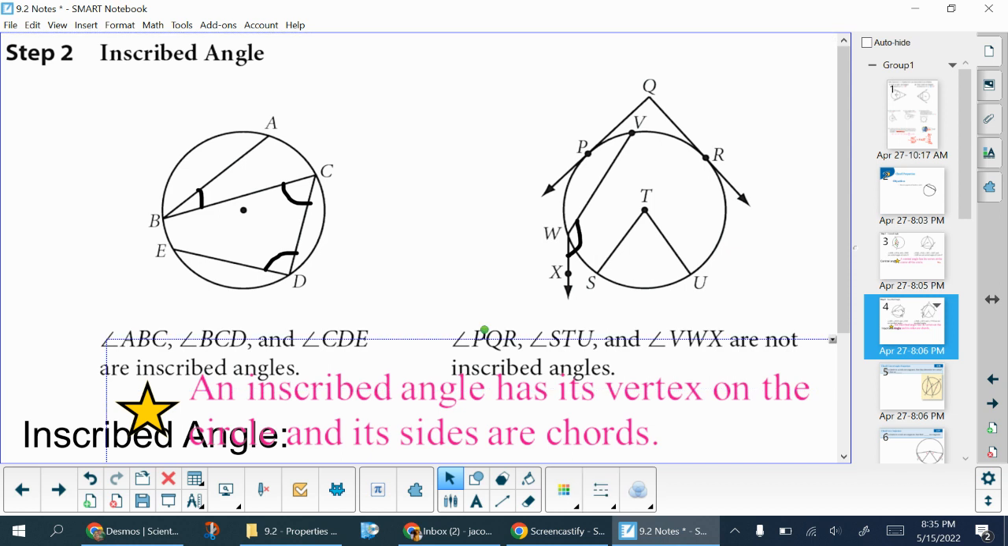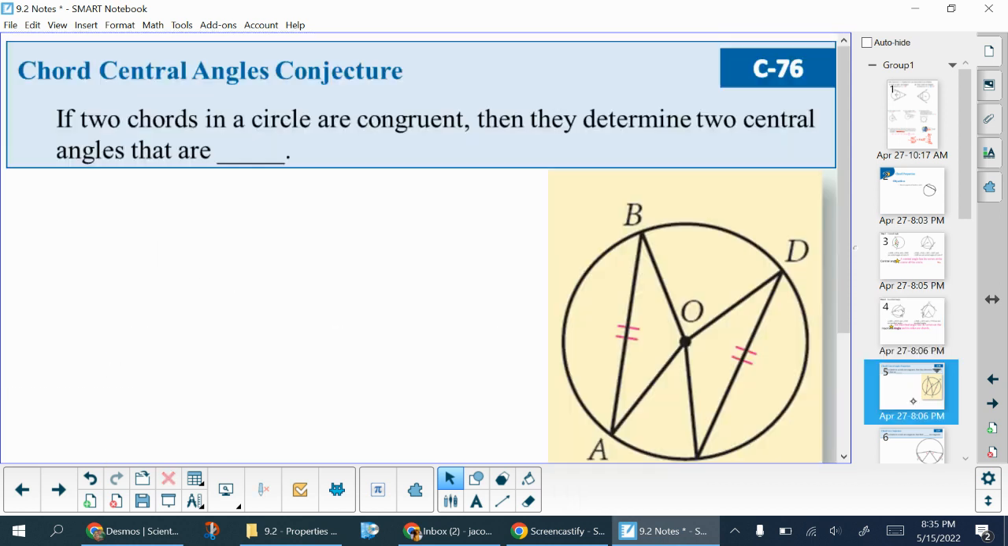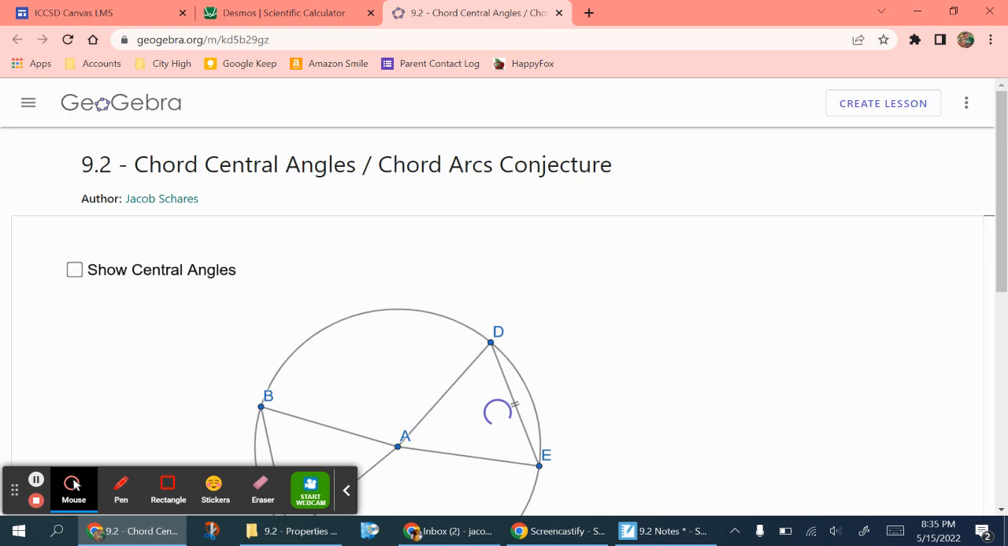So here we go. Let's talk about some of these properties. Our first one is called the chord central angle conjecture. And it says if 2 chords in a circle are congruent, they determine 2 central angles that are blank. And so the question is, what do you think would be true about those 2 angles? We've got a little exploration here we can pop open.